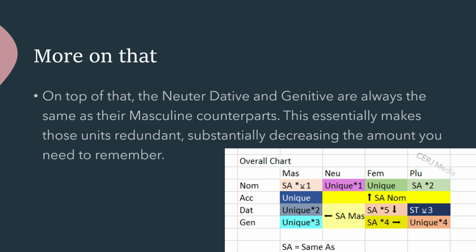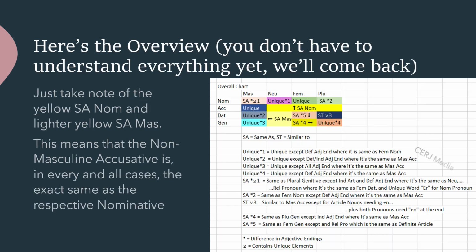And I think I wrote it here, right? So just take note of the yellow SA nom. Right here you have SA nom, same as nom, and lighter yellow SA masc, which is same as masculine. That means that the non-masculine accusative in every and all cases is the exact same as their respective nominative.